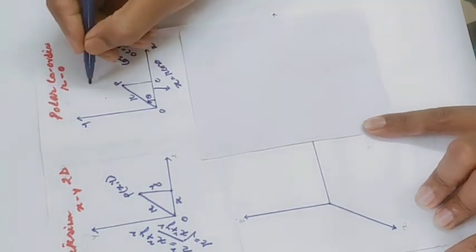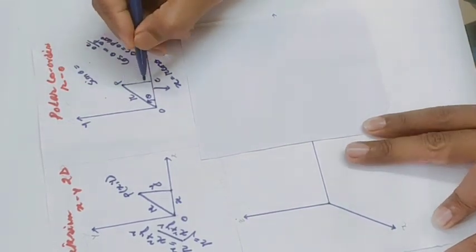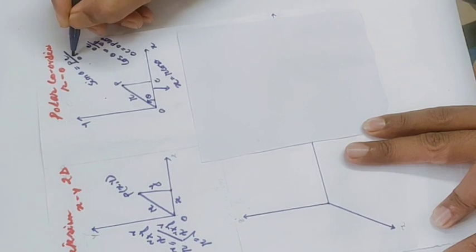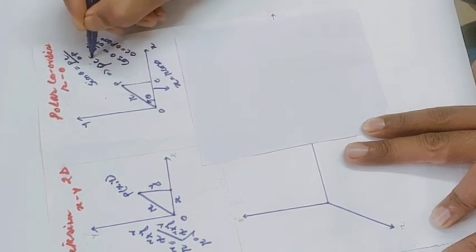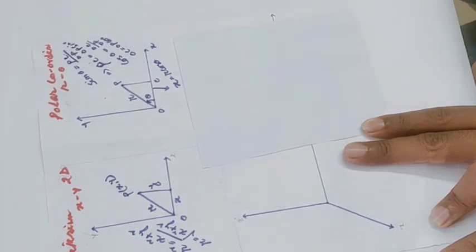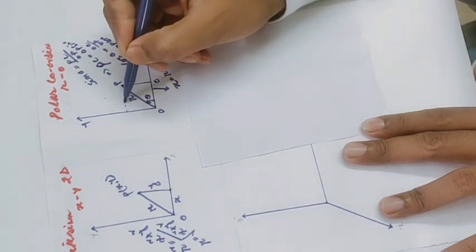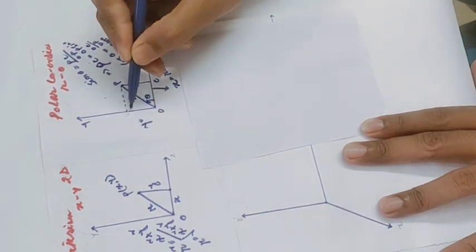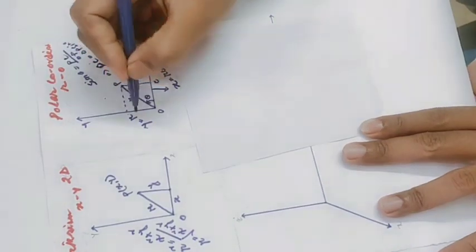Similarly, if you consider sin theta, then what we get? We get perpendicular by hypotenuse. That means PC by OP. So PC is equal to OP sin theta. Okay, so ultimately PC is what? You draw a perpendicular. PC is nothing but y. PC is equal to y, and OP is r, and this is sin theta.